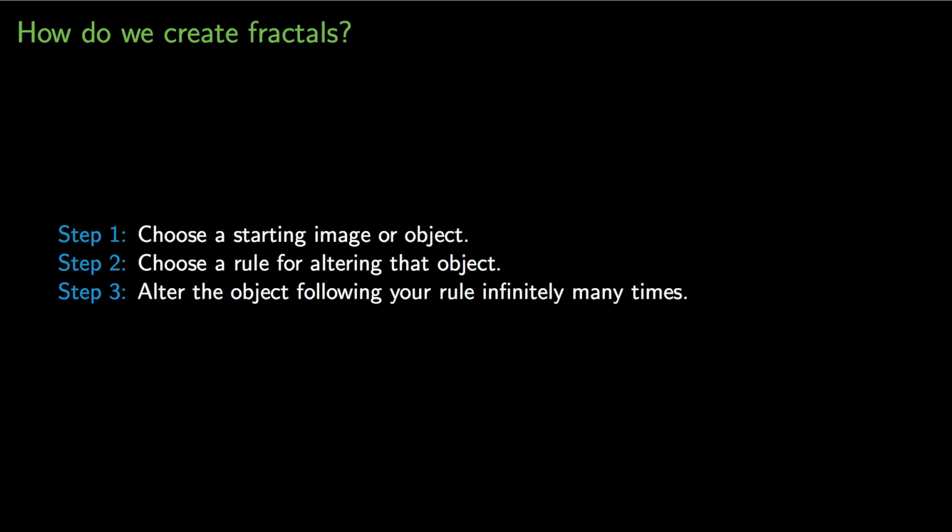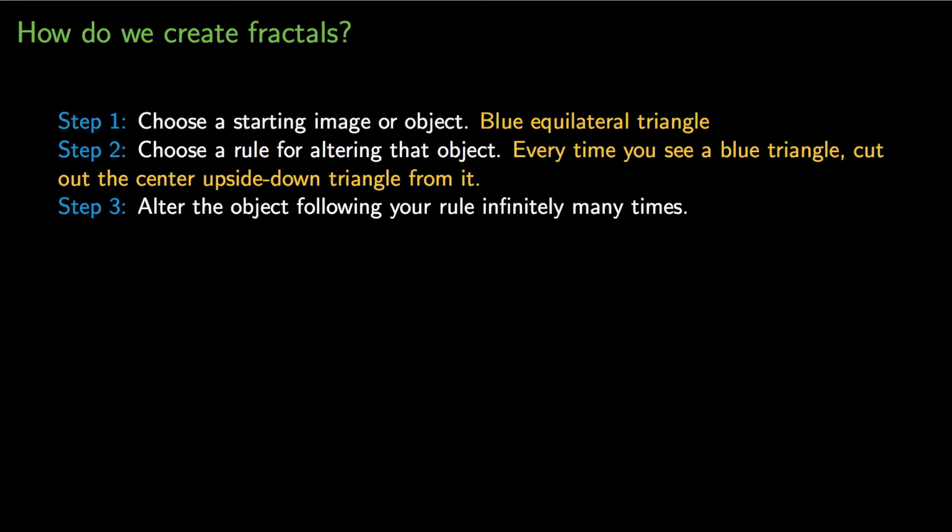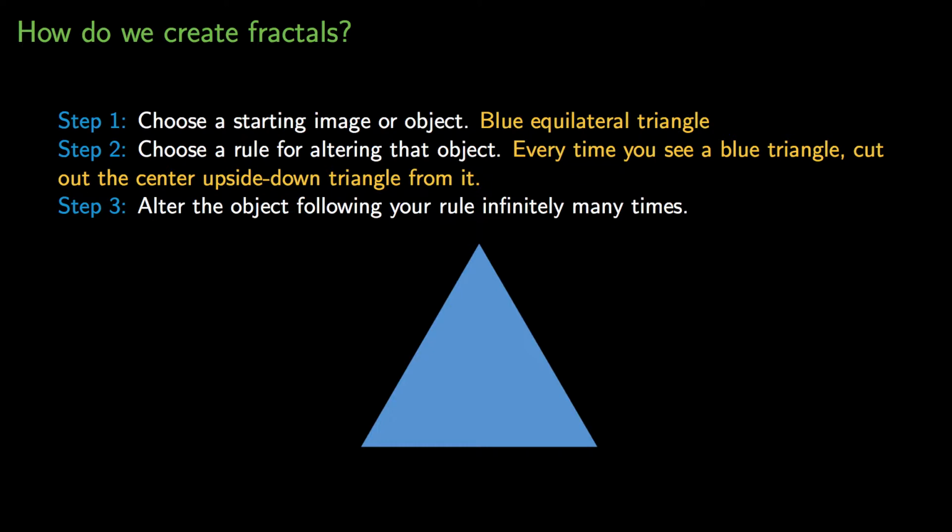And this is crucial. You have to follow that same rule infinitely many times. You have to iterate. Okay, there are infinitely many iterations for creating a fractal. So here's an example. I am going to choose a blue equilateral triangle. Bam. And then my rule is going to be every time I see a blue triangle, I'm going to cut out the center upside down triangle from it.